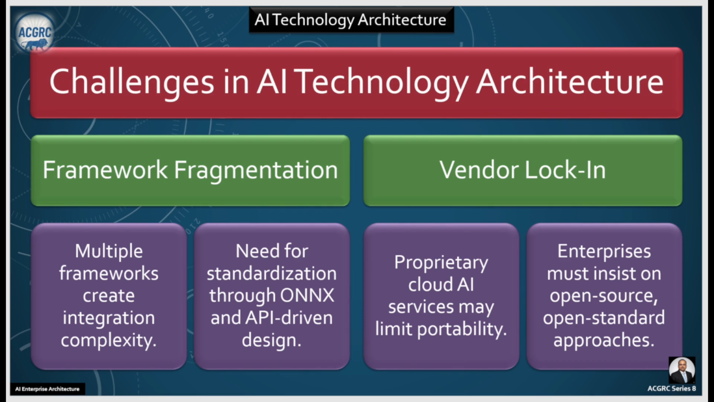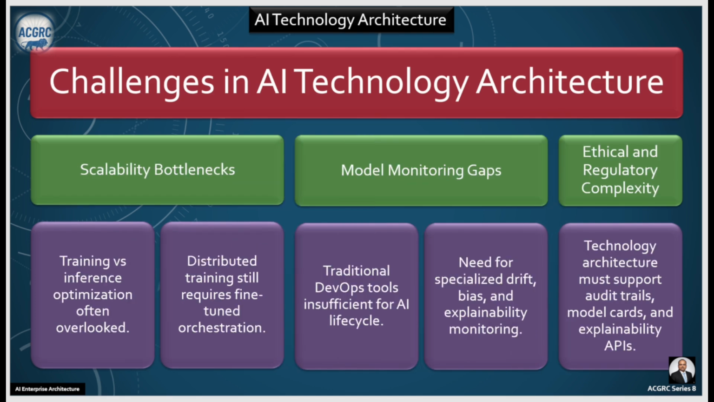Proprietary cloud AI services may limit portability. Hence, enterprises must insist on open source and open standard approaches. These are the challenges that we have in terms of vendor lock-ins. Training versus inference optimization are often overlooked. Distributed training still requires fine-tuned orchestration. This is the bottleneck of scalability.